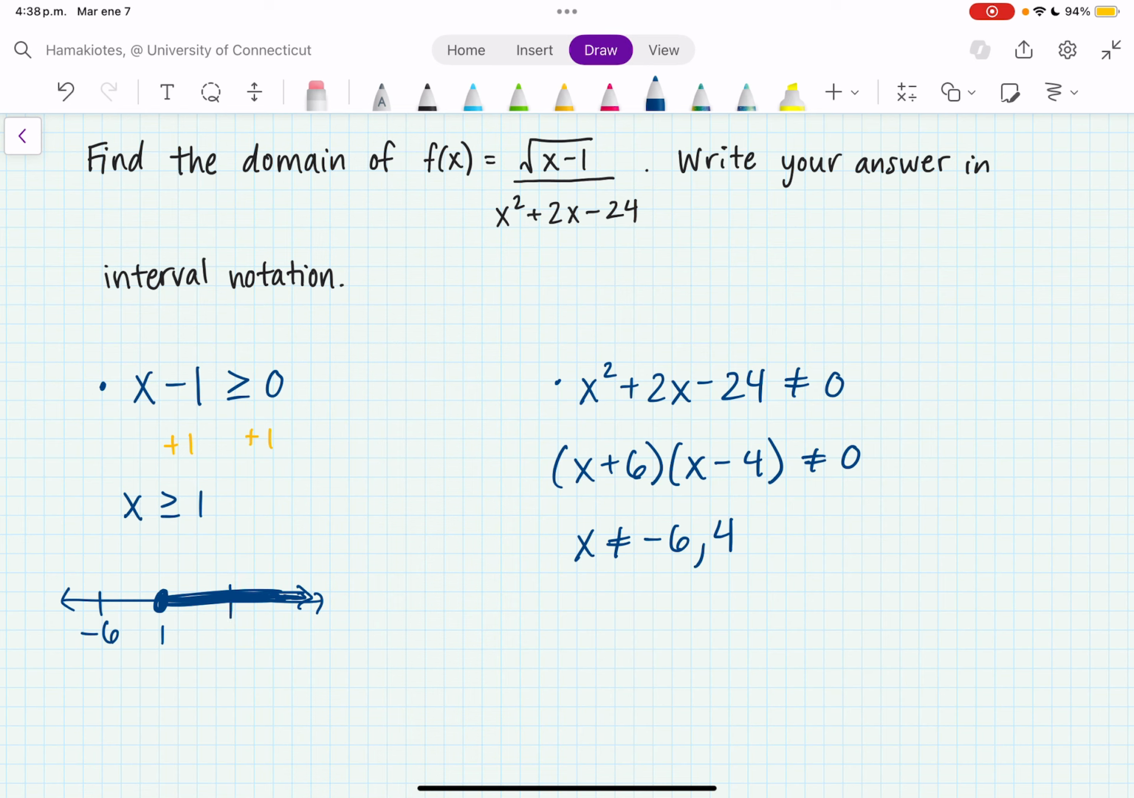The next one is 4, and we know that x cannot be 4, so we want to draw an open circle here. So what this really looks like is closed circle over 1, open circle over 4, and we continue on until infinity. So if we want to write our answer in interval notation, we have a square bracket to include 1, then we go up to 4, and we use curved brackets to exclude 4, and this should be in union with curved bracket 4 to make sure we're excluding 4 all the way up to infinity with curved braces. So this is our final answer.